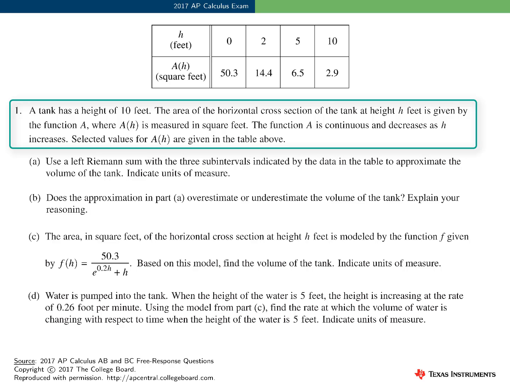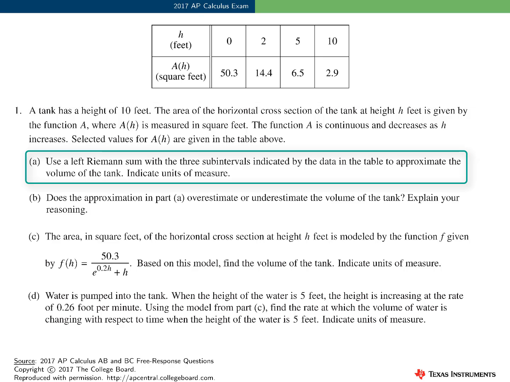In this problem, a tank has a height of 10 feet, and the area of the horizontal cross-section of the tank at height h feet is given by the function A, and the function A is continuous and decreases as h increases, and selected values for A of h are given in the table. In part A, we need to use a left Riemann sum to approximate the volume of the tank, and we need to indicate the units of measure.